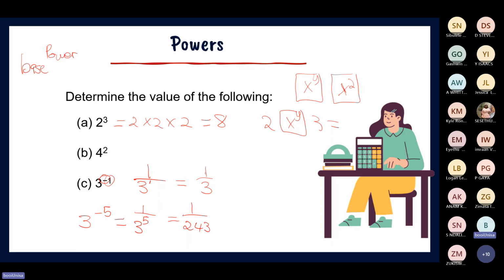So you always need to remember that. When you see any number to the power of a negative, do not panic. You can just resolve it by making the negative number a 1 over.